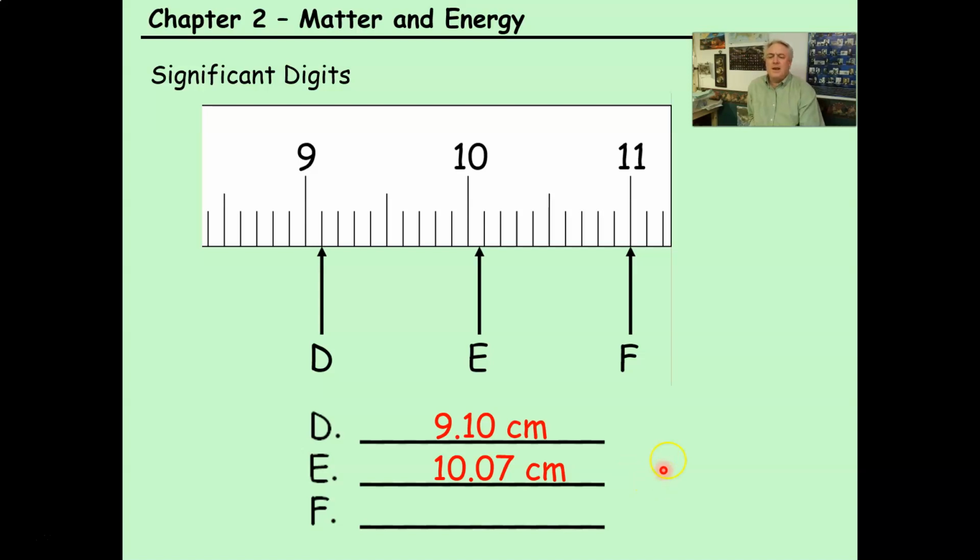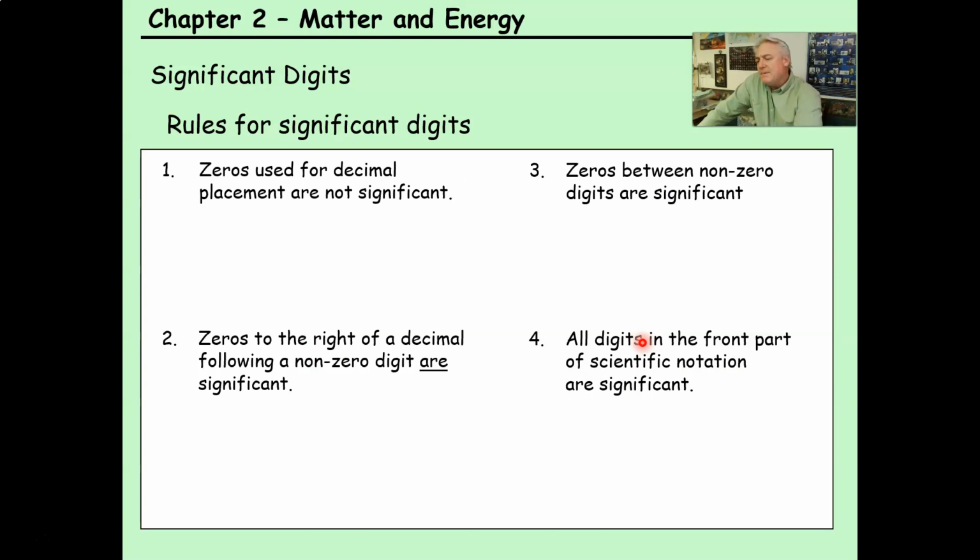Now, look at the last one here, letter F. It looks like that arrow is landing right on the 11. So since this ruler can go out to 2 decimal places, we're going to report that as 11.00. And the fact that we put 0.00 just means it landed right on the line. So no matter what, with this ruler, we should always have 2 decimal places. And how many digits you end up having depends on how long that object is that you're actually measuring.